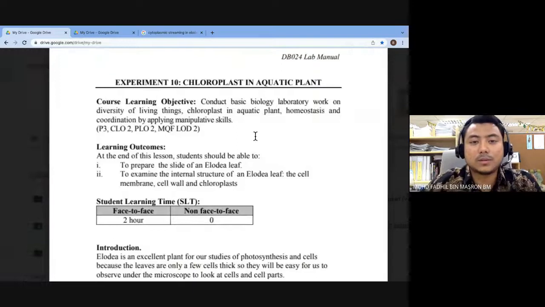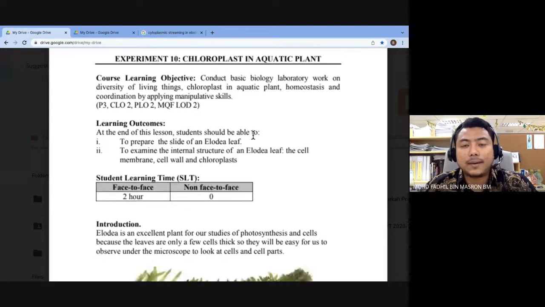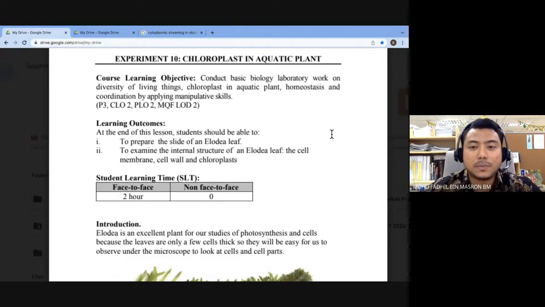Bismillahirrahmanirrahim. So this is the experiment on chloroplast in the aquatic plant. Actually, we planned last week to have this experiment face to face with you guys. Patut kita conduct ni face to face, tapi minggu ni tak dapat juga face to face. So we turn to plan B, which is this Google Meet session. I hope you guys pay full attention to this briefing regarding this experiment, specifically chloroplast in aquatic plant.